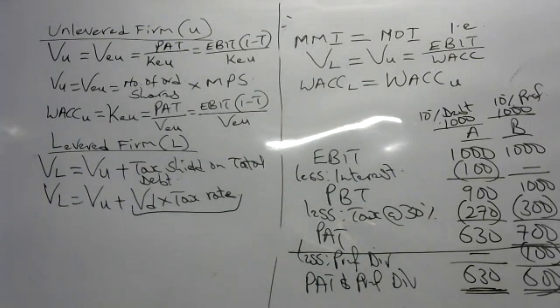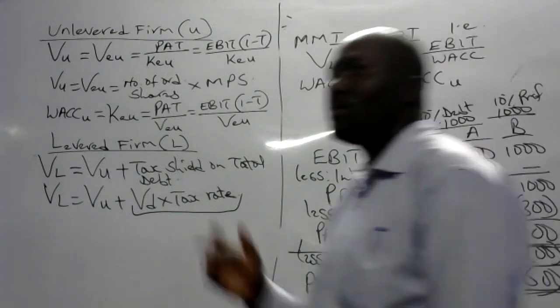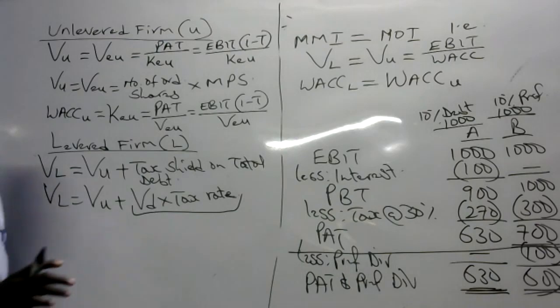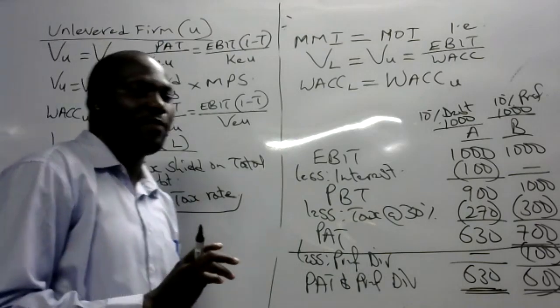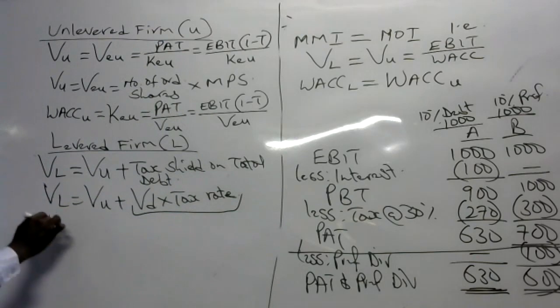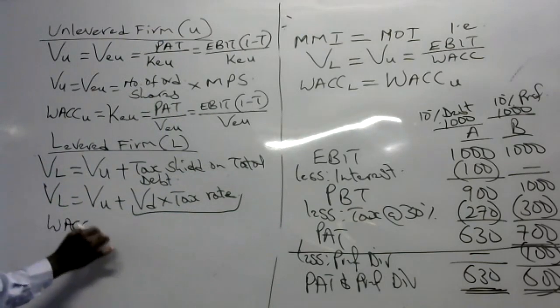So that is the value of the levered firm. Everything originates from the unlevered. After getting the unlevered firm, now you can get the value of the levered firm. After you've gotten the value of the levered firm, again, don't forget that the levered firm has the component of debt and equity. So now the plus balance kwa maswali sasa. So you're only left with one thing. How do you get the WACC of the levered firm?